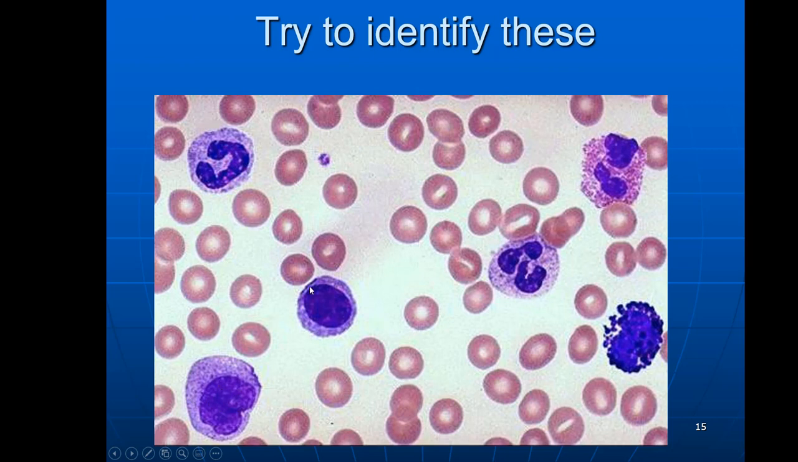Big cell right here, C-shaped nucleus. That's a monocyte. Here's a relatively small cell with a nucleus that takes up most of the cell. Looks smooth. That's a lymphocyte. This one and this one are general-looking cells with multi-lobe nuclei. So these would be neutrophils. Neutrophil, neutrophil. All these pink things in the background would be red blood cells.